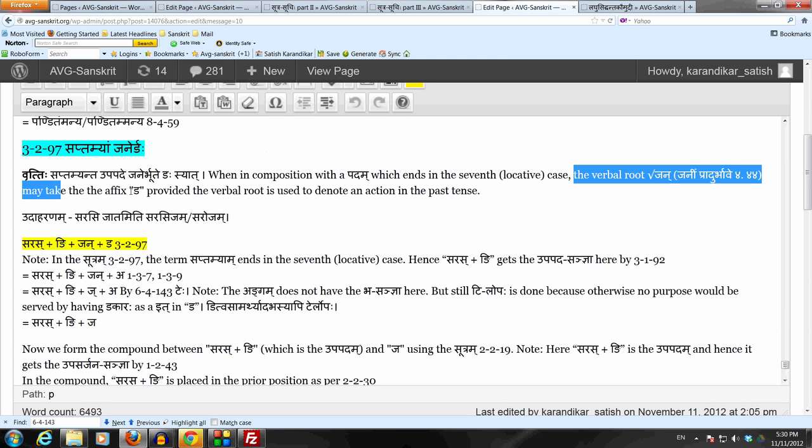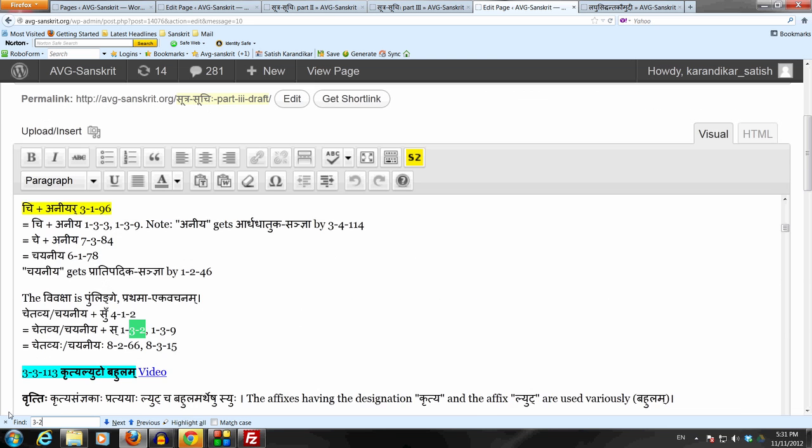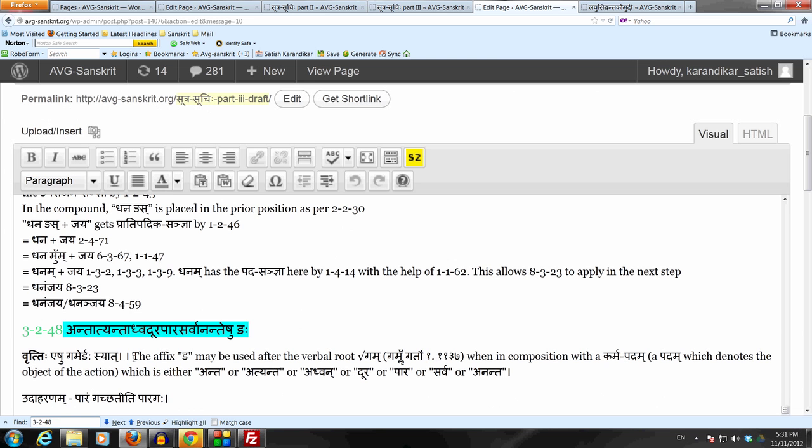So it simply means following the verbal root jan, the affix da may be used, but the condition is saptamyam, saptamyante upapade, when there is an upapadam which ends in the saptami, the locative case. So that is the meaning of this sutram. It is an important sutram which is used in the language quite frequently, and we have already seen the prayojanam, the purpose of having the dakara as an it in the affix da.